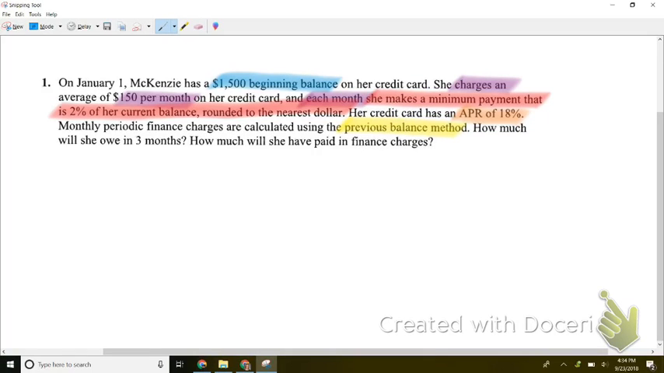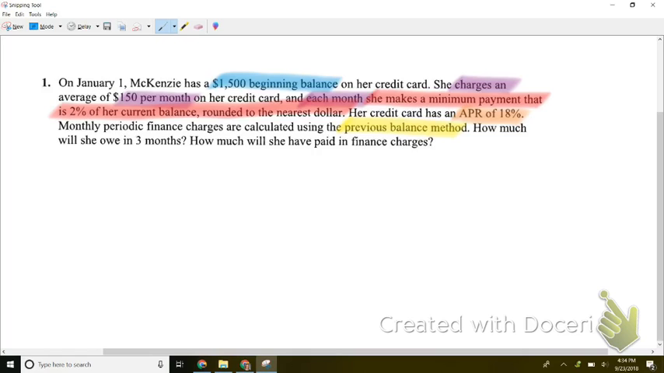In this video, we'll look at how your balance is affected if you make the minimum payment every month and make only small additional purchases. For this specific example, we have Mackenzie, who is starting with a balance of $1,500. Each month, she only charges $150 additional to her credit card.